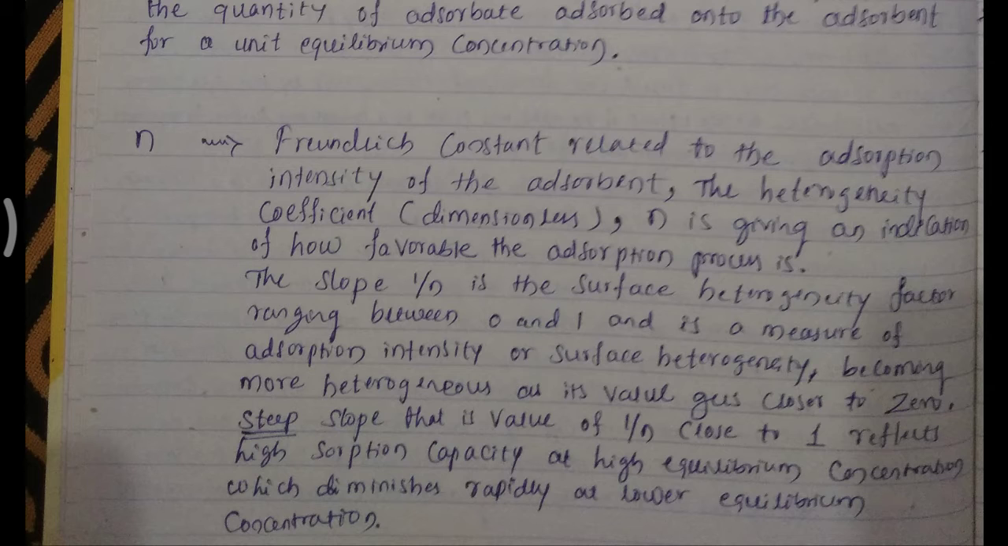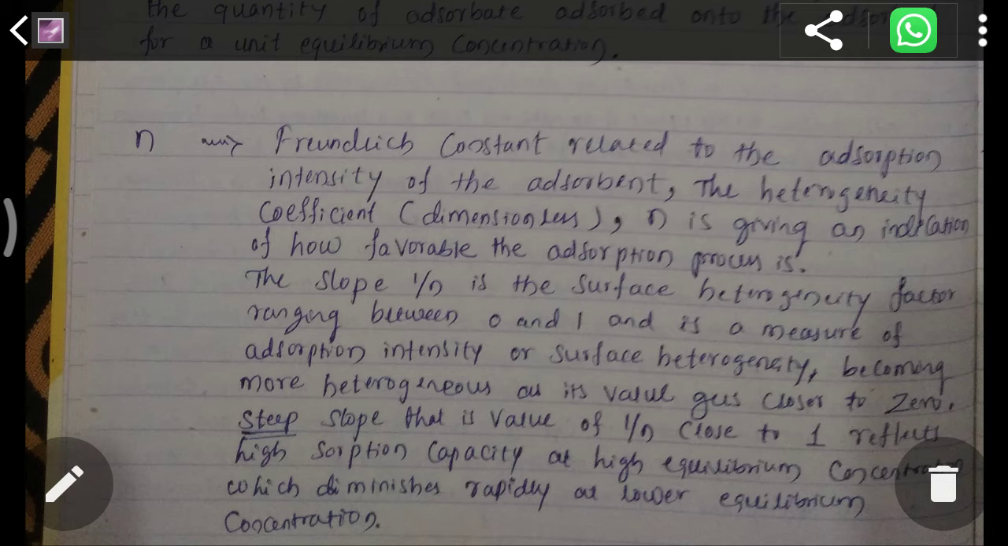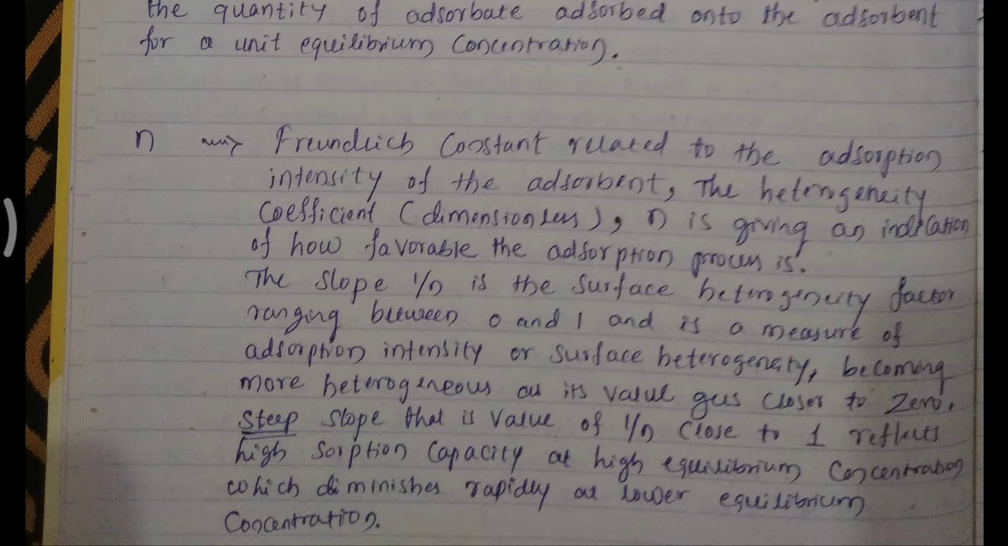The slope 1 by n is the surface heterogeneity factor ranging between 0 and 1, and is a measure of adsorption intensity or surface heterogeneity. It becomes more heterogeneous as its value gets closer to 0, and a steep slope, that is a value of 1 by n close to 1, reflects high sorption capacity at high equilibrium concentration, which diminishes rapidly at lower equilibrium concentration.